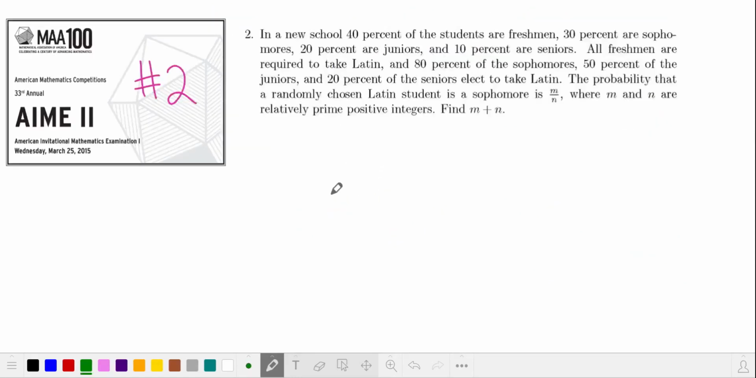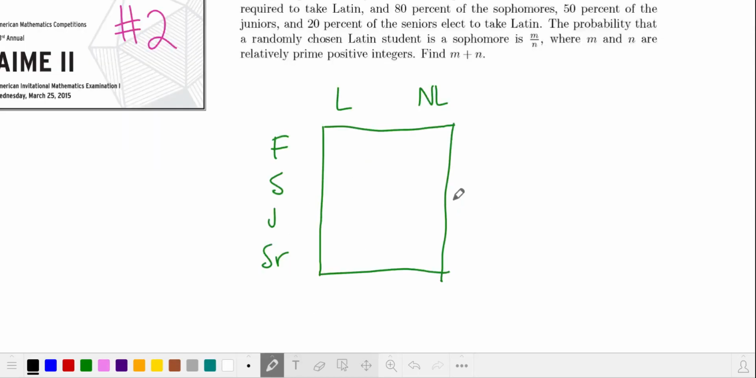I find it easiest to just make a table. We have students who are taking Latin and students who aren't taking Latin, and we're dividing them up by year: freshman, sophomore, junior, and senior. Since we only care about percentages and fractions, let's just pick an arbitrary size for our school. We'll say there are 100 students to make it easy. 40% of them are freshmen, 30% are sophomores, 20 and 10 for juniors and seniors.